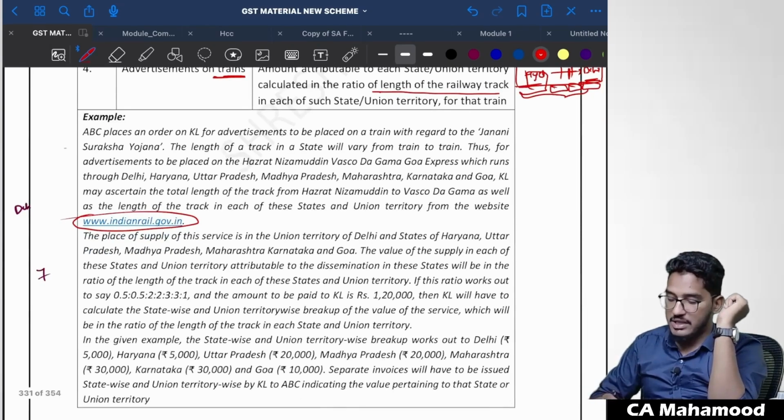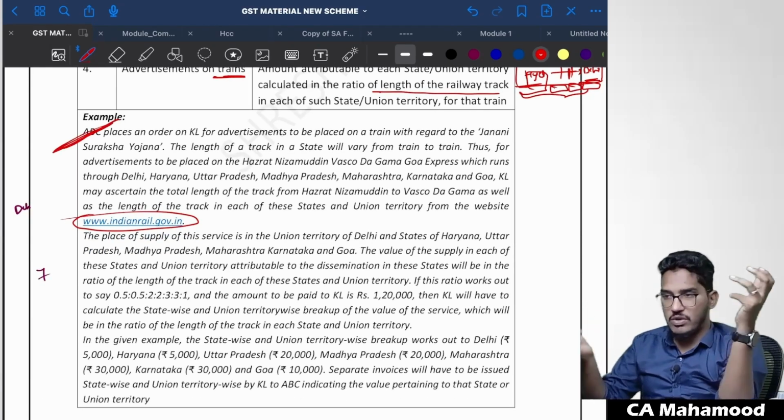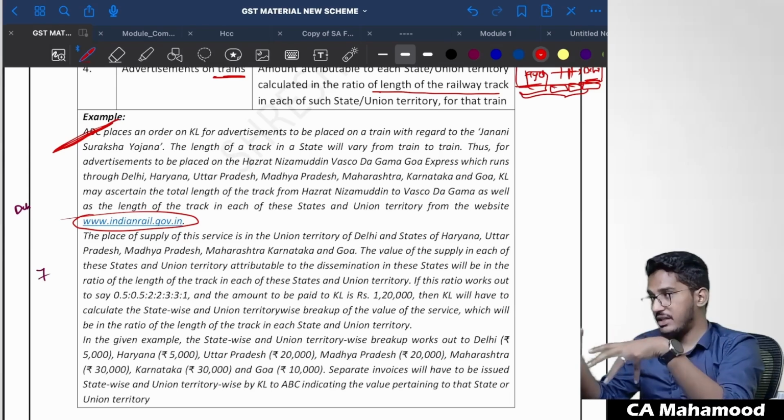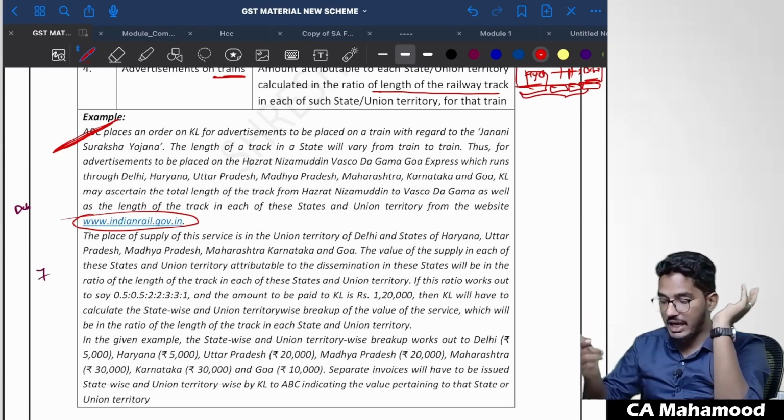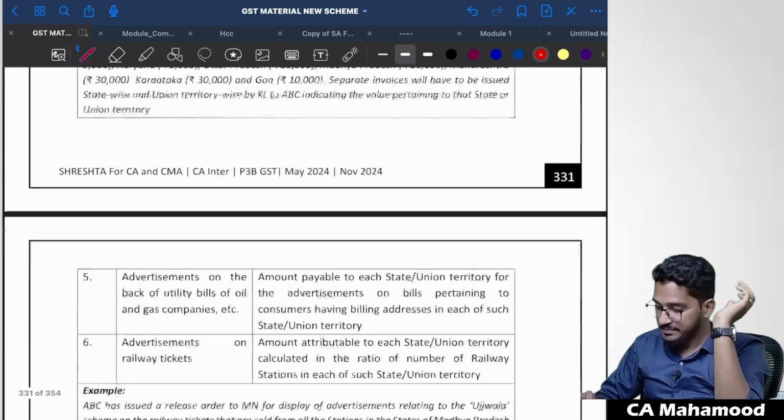So for your example sake, there will be one illustration here. Please try to solve this. It is an unnecessary waste of time. If I do it in the marathon, this illustration itself will take some 10-15 minutes. I want you to do it on your own. I gave you the logic, just apply it.